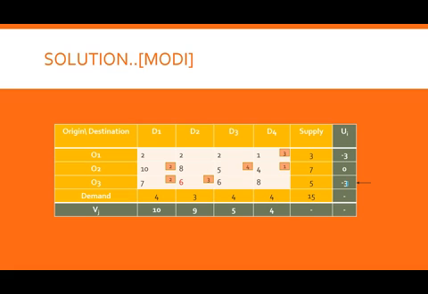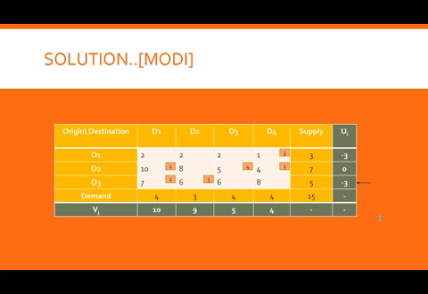So let us check it. Using this minus 3 as reference, 6 minus of minus 3 becomes 6 plus 3, 9. So the VJ value is 9. So we have computed all the UI and VJ values. UI values are minus 3, 0, minus 3. VJ values are 10, 9, 5 and 4.